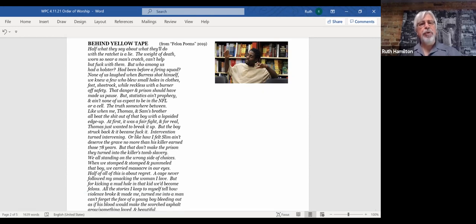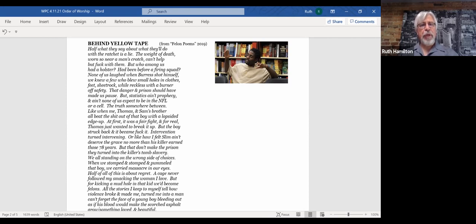Half what they say about what they'll do with the ratchet is a lie. The weight of death worn so near a man's crotch can't help but fuck with him. But who among us had a holster? Had been before a firing squad? None of us laughed when Burris shot himself. We knew a few who blew small holes in clothes, feet, sheetrock, while reckless with a burner off safety. That danger and prison should have made me pause. But statistics ain't prophecy, and ain't none of us expect to be in the NFL or a cell.